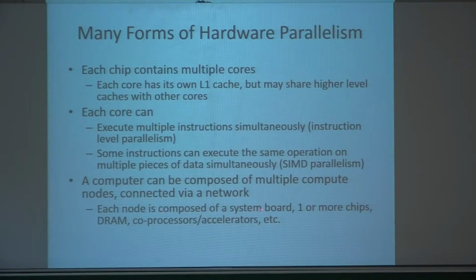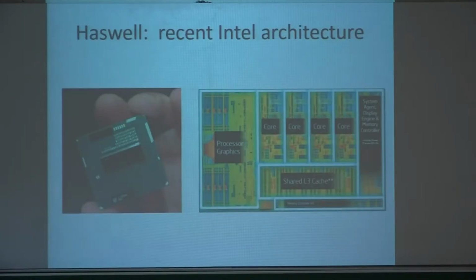And each node contains a system board, one or more chips, DRAM or main memory, and also possibly coprocessors and accelerators. Okay, so coprocessors and accelerators, we'll see a picture in a moment. But in any case, here's a picture of a relatively recent Intel architecture. This is the Haswell architecture. So that's the chip, right? And this is a photograph of the chip.